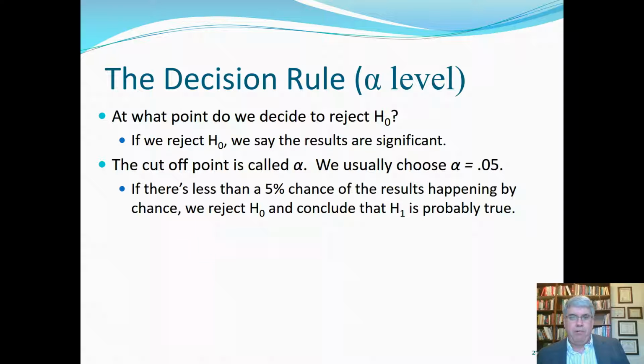Now, this cutoff point that we choose is called alpha. And usually in science, we choose alpha equals 0.05. That means if there's less than a 5% chance of getting our results simply by chance, that Marinol didn't have anything to do with it, we reject the null hypothesis and conclude that our main hypothesis probably is true and that Marinol affects appetite.